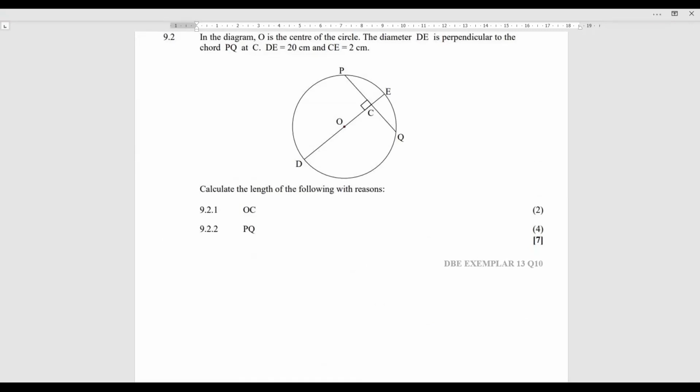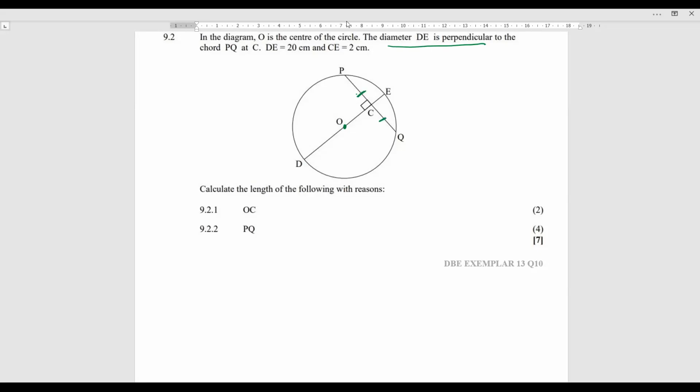In the diagram, O is the center. If it's a center, lots of things are coming to your brain at this moment. The diameter DE is perpendicular. So if a line from the center is perpendicular, what is your conclusion? PC is equal to CQ, sir. Well done. It means that C is the midpoint. So we can quickly mark that. That is equal to that.